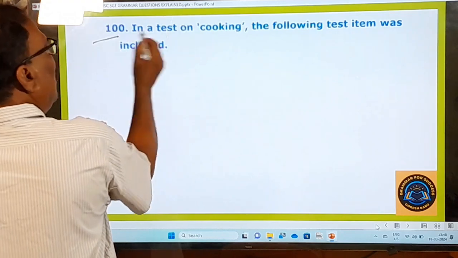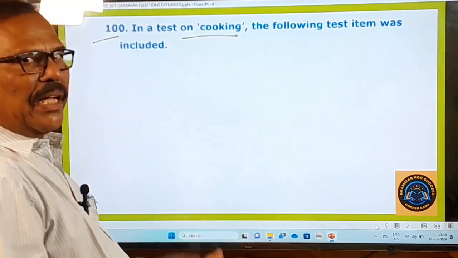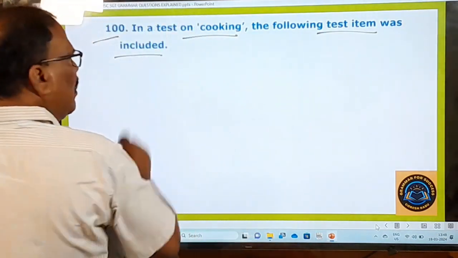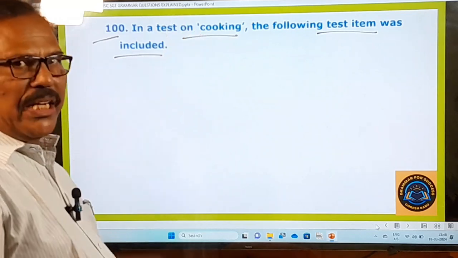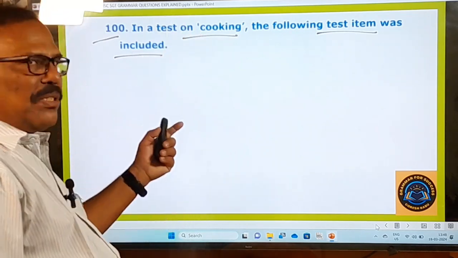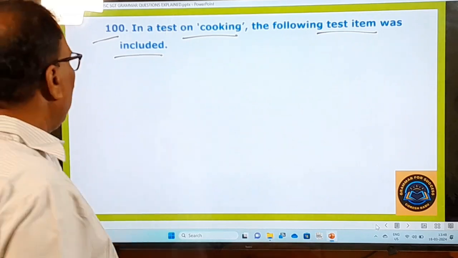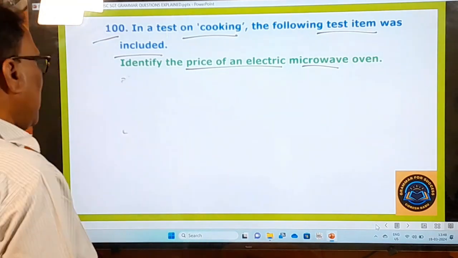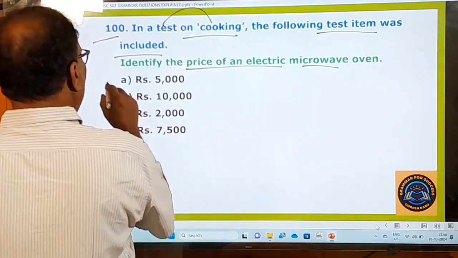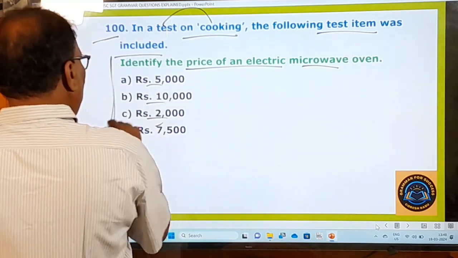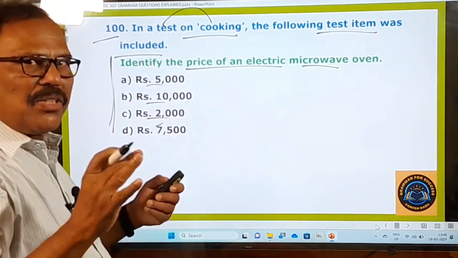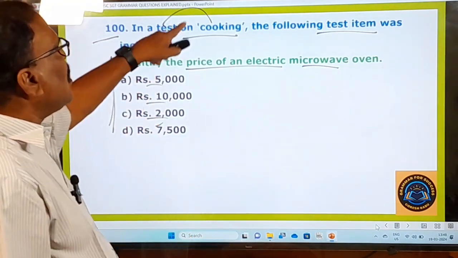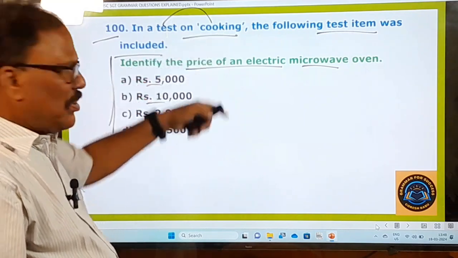The 100th question, the last question. A test is conducted on cooking, right? The following test item was included in that test on cooking, and we have to show whether that item is valid or not. What is that? Identify the price of an electric microwave. That question is given in that test on cooking, 5,000, 4,000, whatever it is. So now what the examiner is asking is whether this kind of questioning in the test on cooking is valid or not. Let us see that.